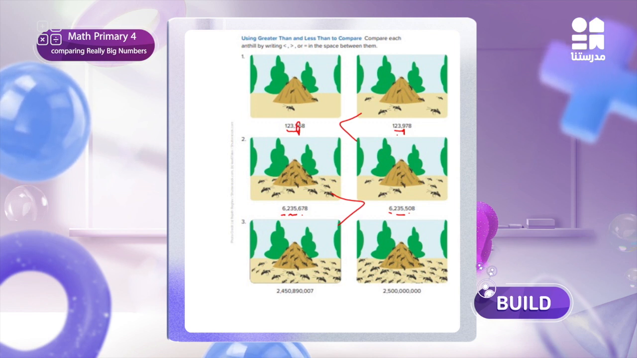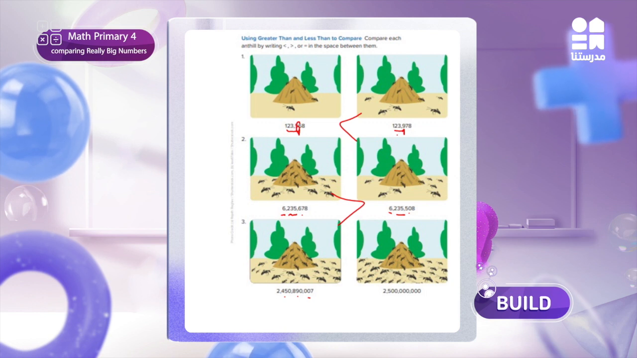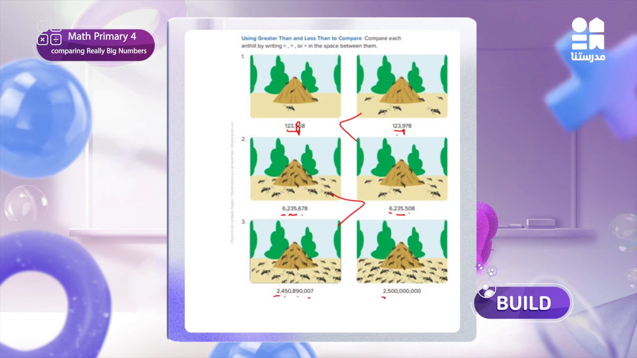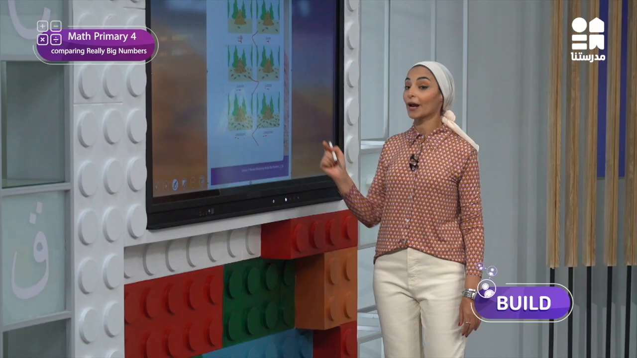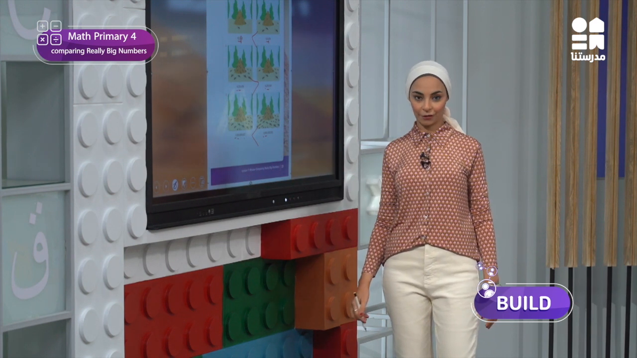Let's move to number 3. Here I have a very big number, 2,450,890,007. The second number, 2,500,000,000, right? Which is bigger? Let's see. Here in the milliard place, I have the same number, 2 milliard on both sides. So what should I do? I will move to the next digits. Here I have 450 in the million place, here 500 in the million place. So, of course, 500 million is greater than 450 million. And that's why the second number is greater than the first number.